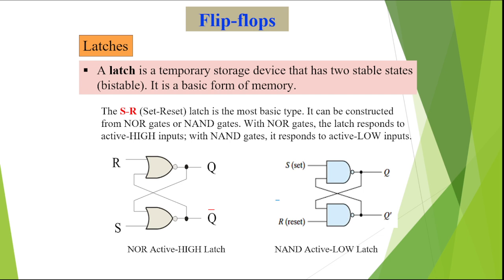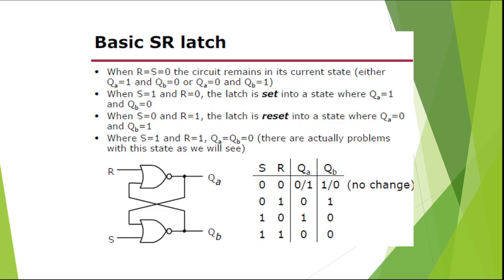SR flip-flop is nothing but the set and reset flip-flop. It can be constructed using NOR gates as well as NAND gates. In NOR gates, active high inputs are responded to. But in NAND gates, active low inputs are responded to. The meaning is what? Active low input means 0. Active high input means 1. So for that case only it changes. Whatever the gate we are using, accordingly we need to change the truth table too.